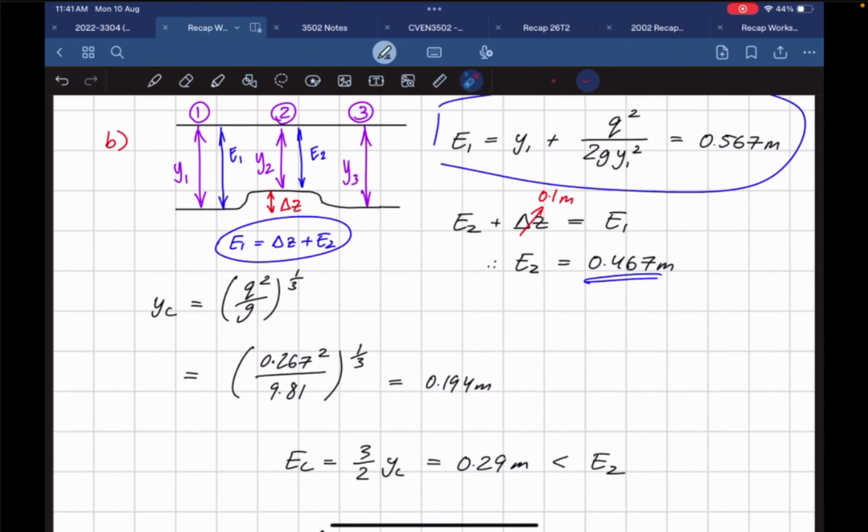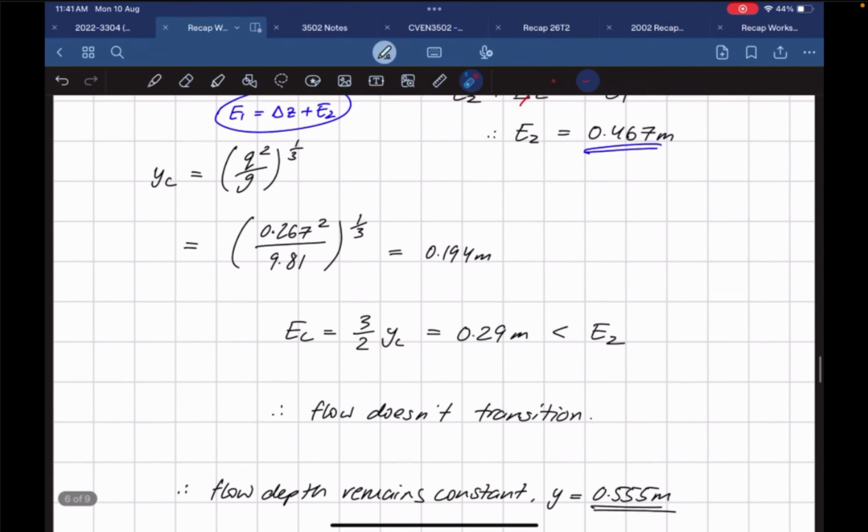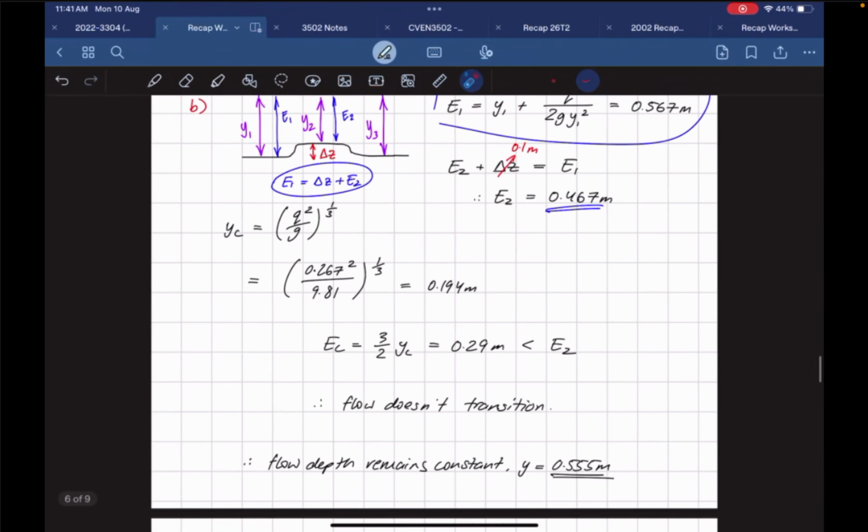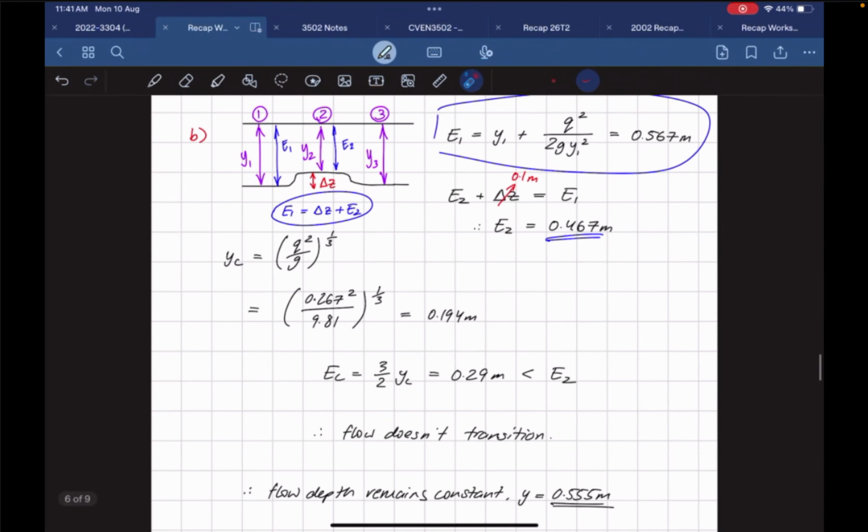And because 0.29 is less than our specific energy at point 2, there's not going to be any flow transition. Which means what happens to the flow depth? It stays constant, exactly. Stays the same, same thing as point 1. That's part B. Any questions? I might have gone through it a bit fast. All good, Alex? Make sense?